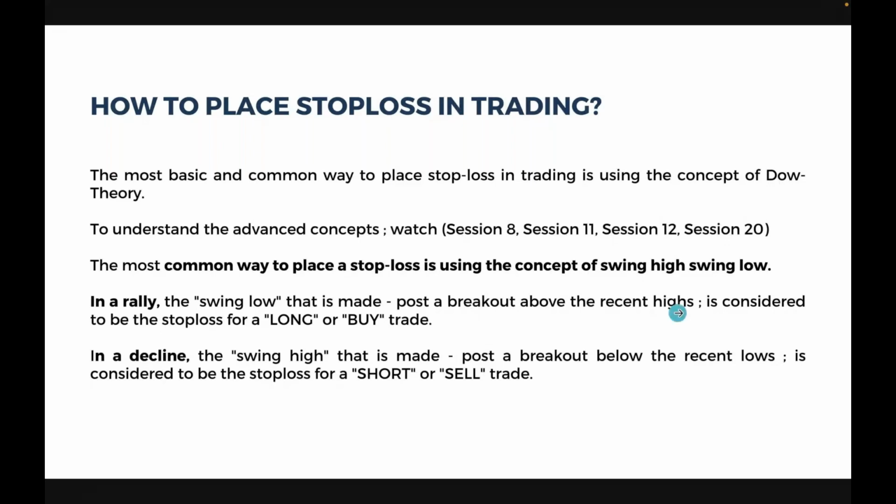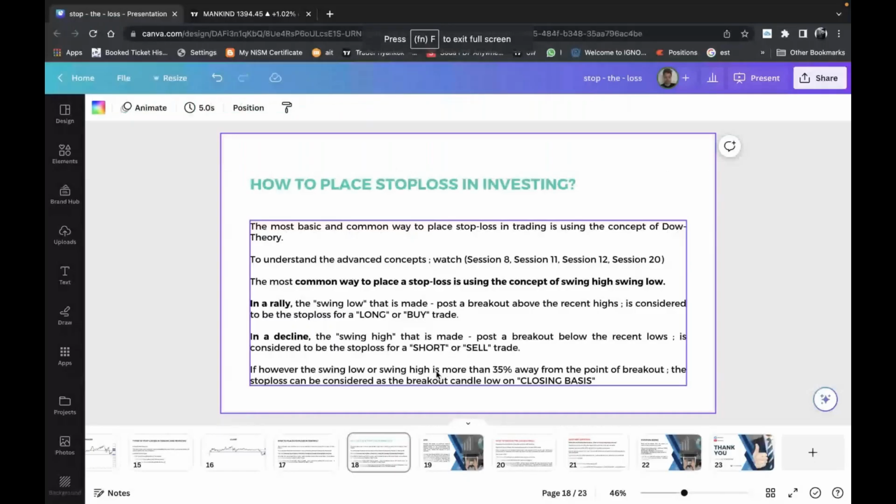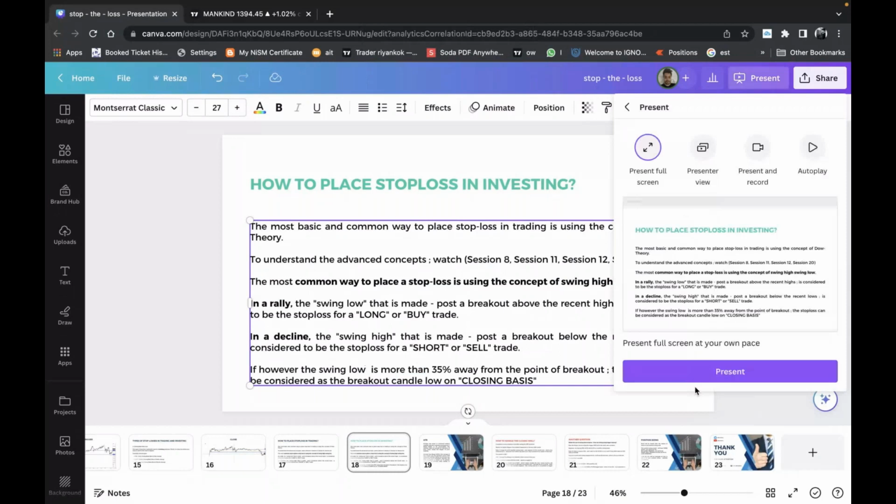Now, how do you place your stop loss in investing? It is a similar mindset. वही trading वाला mindset ही होता है. But generally क्या होता है? In investing we are using weekly or monthly charts, right? So weekly or monthly चार्ट में sometimes the swing low is very very wide, right? And if that swing low is more than 35% away from the point of breakout, then the stop loss is considered to be the breakout candle low.